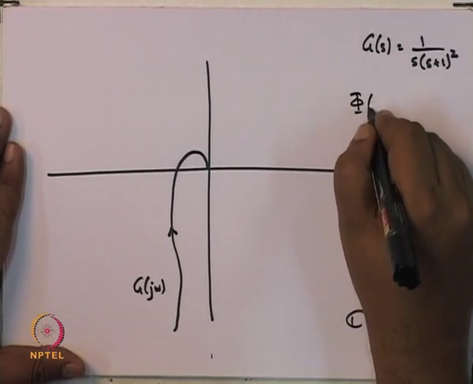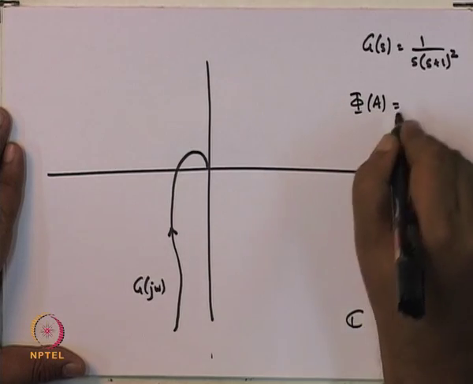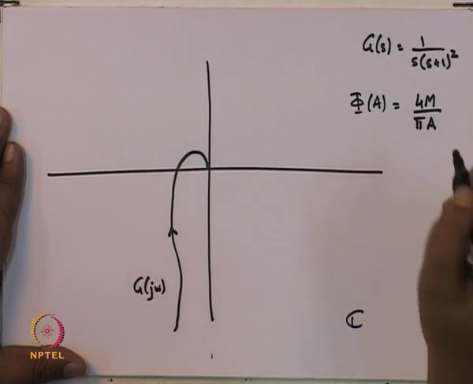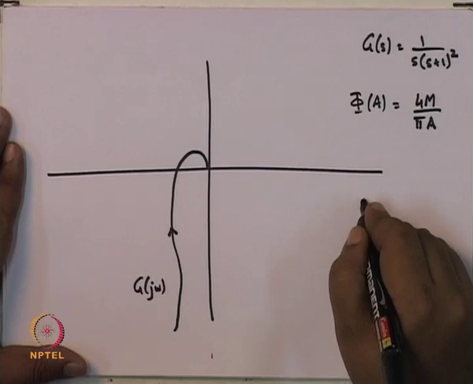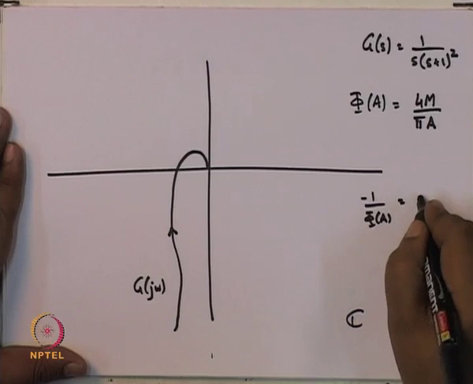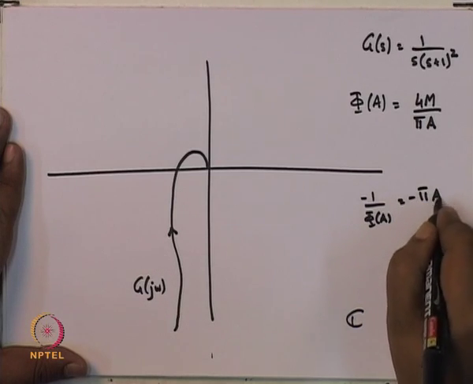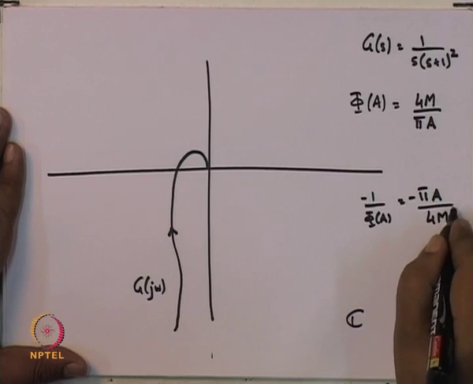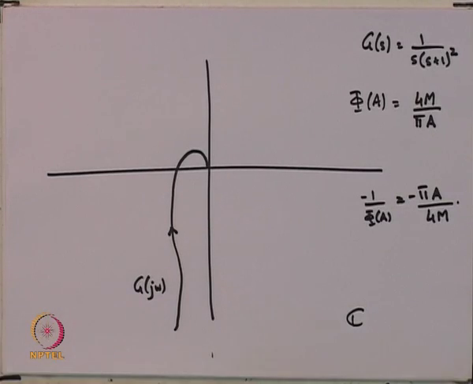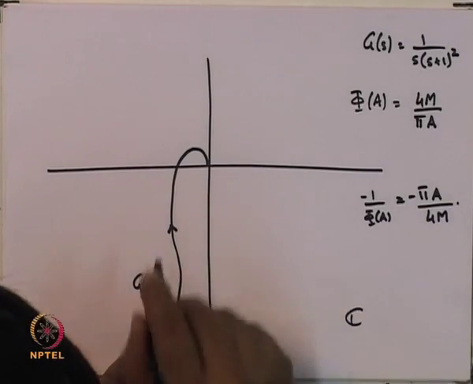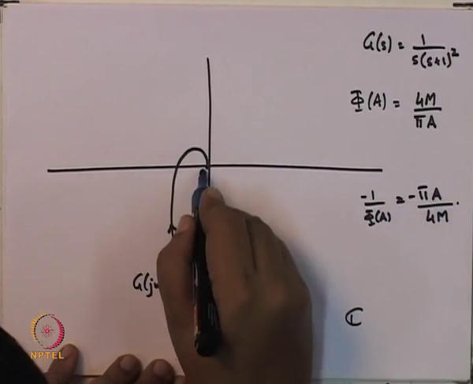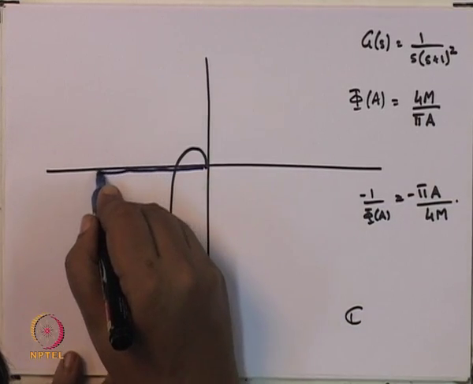Now let us look at the nonlinear part. The describing function is given by 4M by pi A, and therefore what we are going to plot is minus 1 by phi of A, which is minus pi A upon 4M. So, what does this plot look like? Well, let me use a blue pen for this. So, when A is 0, it is here, and as A increases, you have it going that way.